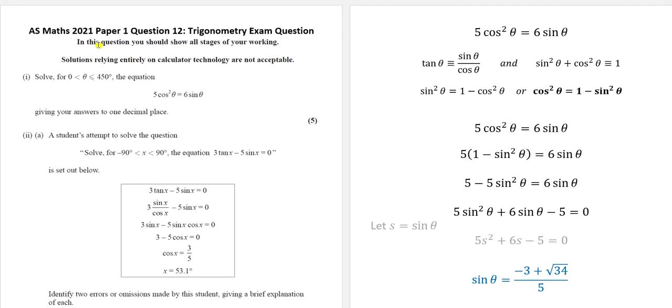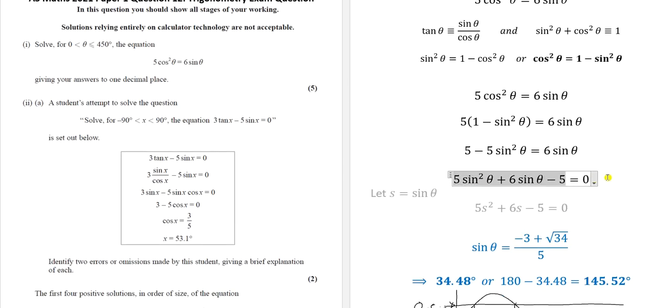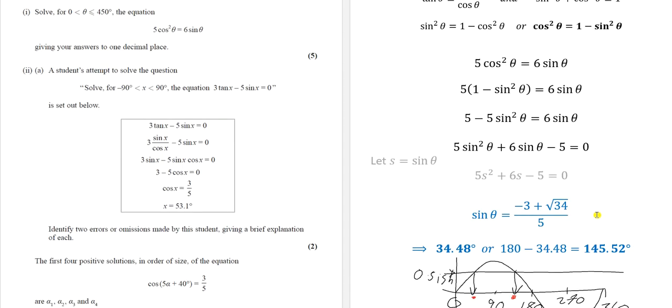The other thing to mention is the wording at the top here. In this question, you should show all stages of your working. Solutions relying entirely on calculator technology are not acceptable. What we've done here that relied on calculator technology was solving a quadratic. And that's never going to warrant you more than 1 mark in an A-level maths paper. And you are perfectly entitled to use the calculator to solve the quadratic for you. As far as they're concerned, you might have looked at it, used the quadratic formula, and jumped straight to this point. Whether you use the quadratic formula or use the calculator mode, it doesn't make a difference. You've correctly solved it.